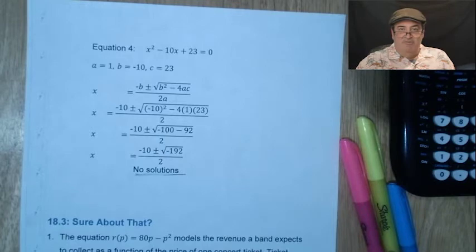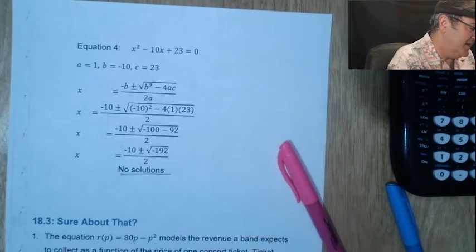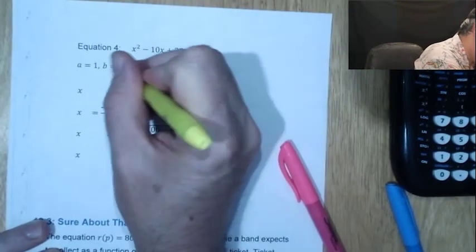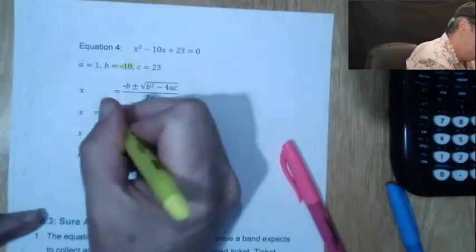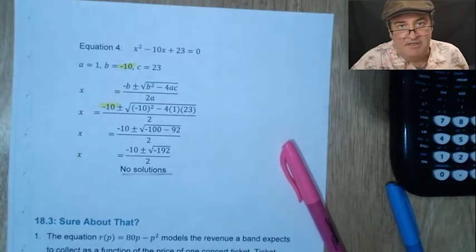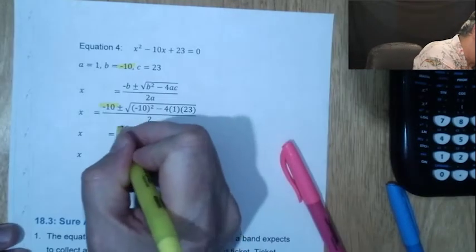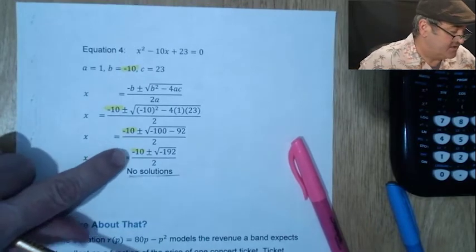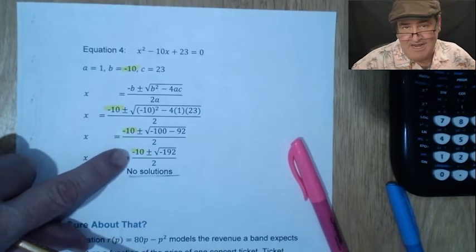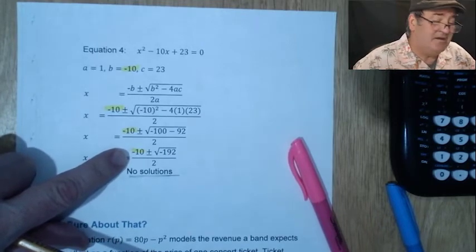But there's a mistake. What happened? Actually, it looks like there were two mistakes, technically. Did you catch it? B, what is B? B is negative 10. So what is negative B? Negative B would not be negative 10, because B was negative 10. It should be positive 10. So this right here should have been a positive all the way down. That's one mistake. But that wouldn't have made a difference, because 10 plus or minus the square root of negative 192 still doesn't have a solution.